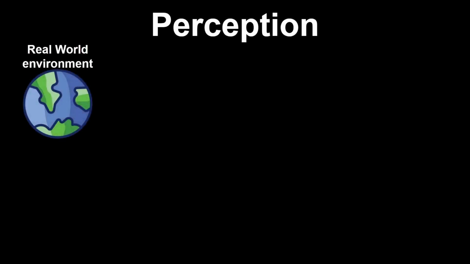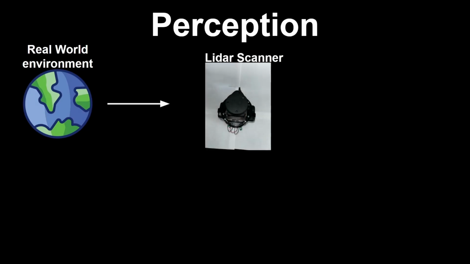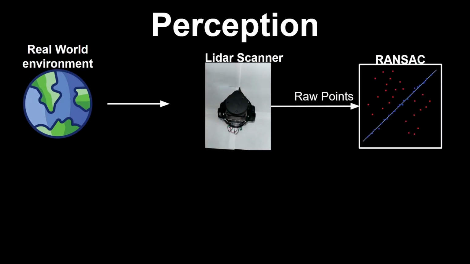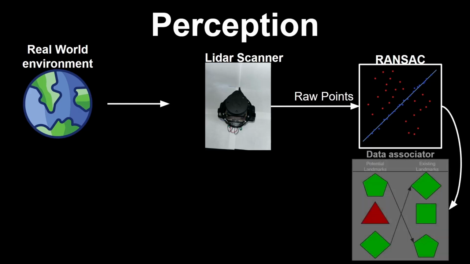Let's briefly talk about some of the main software components of CARtographer. Perception is an essential component to any SLAM system. This is how the robot sees. First, we start with a real-world environment, then this is scanned by the LiDAR scanner placed on top of CARtographer. The raw points are then sent to be processed by the RANSAC algorithm, which allows us to find straight lines in the data. Then those lines are sent to the data associator, which separates good landmarks from bad ones and matches incoming readings to existing landmarks or decides to create a new landmark.